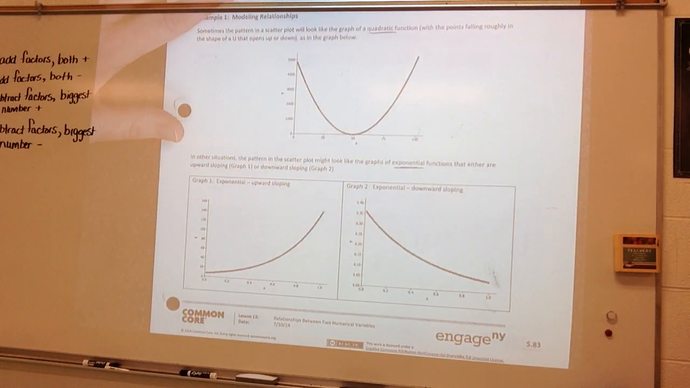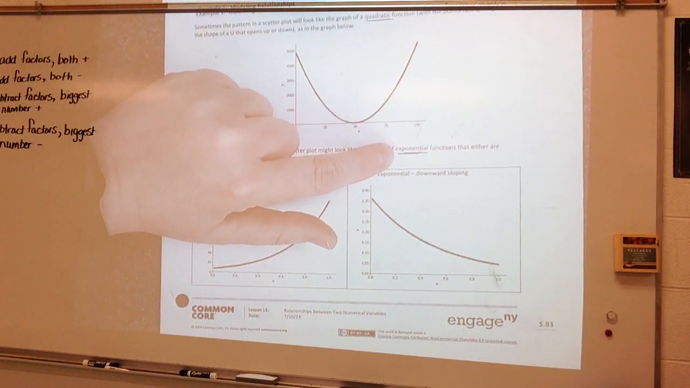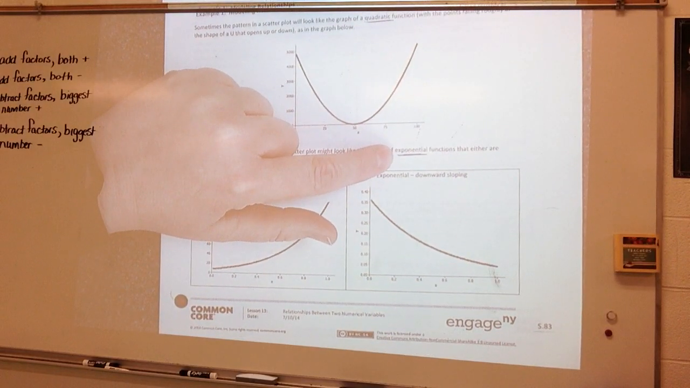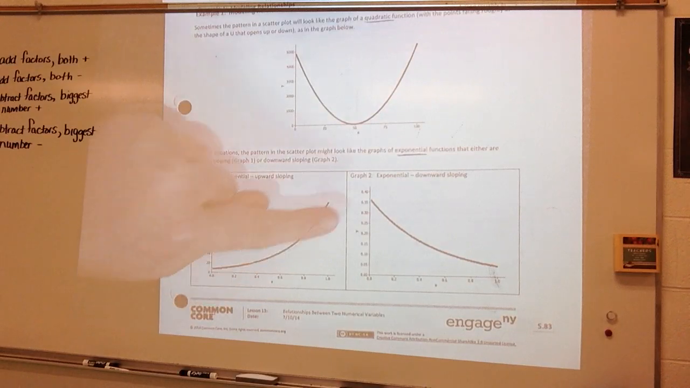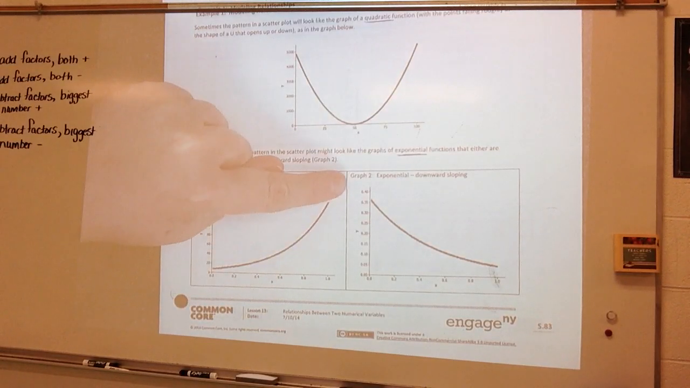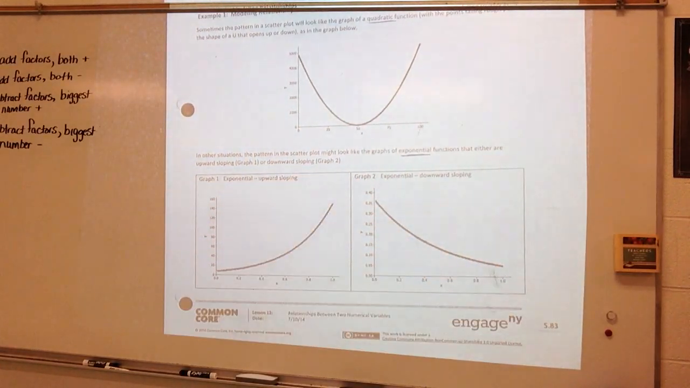In other situations, the pattern in the scatter plot might look like the graph of an exponential function that is either upward sloping or downward sloping. So, guys, kind of think of the exponential function as maybe half of the U, where it's either sloping up or it's sloping down. All right?